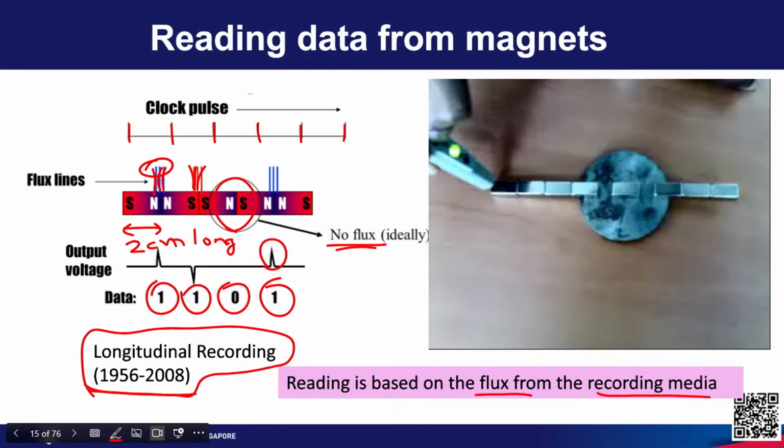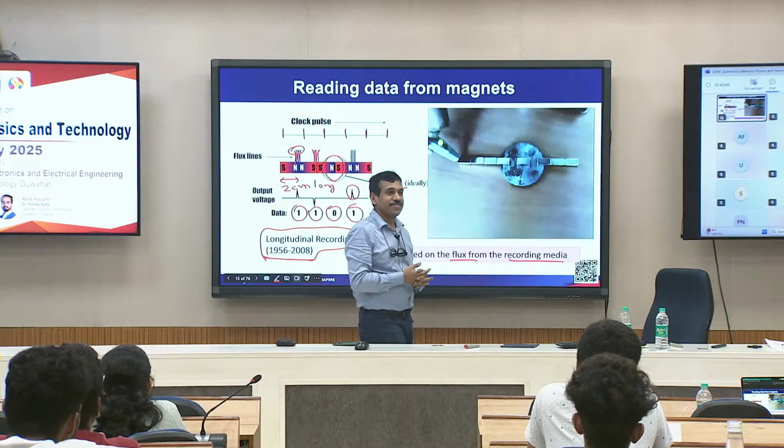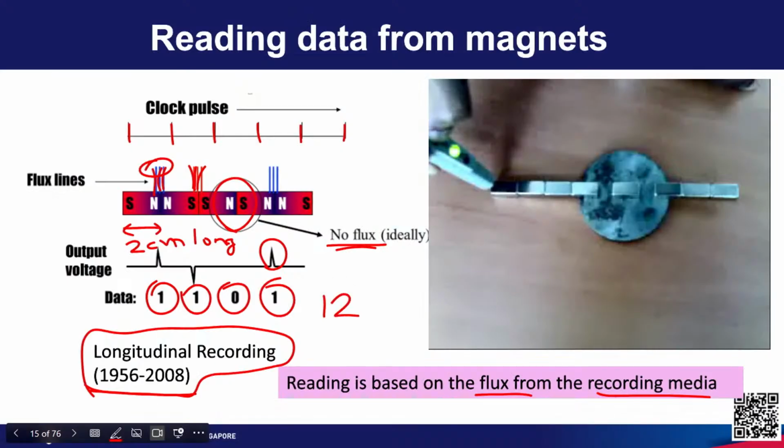Does anyone know what is the length of a bit in current hard disk technology? Any idea? Guess some number. Nanometer, yes. How many nanometer? Okay, around 12 nanometer. So, in current technology, the length of one bit is 12 nanometer, but I am using a 2 centimeter magnet to demonstrate the concept. Okay, so, you are looking at the action in a bigger scale.